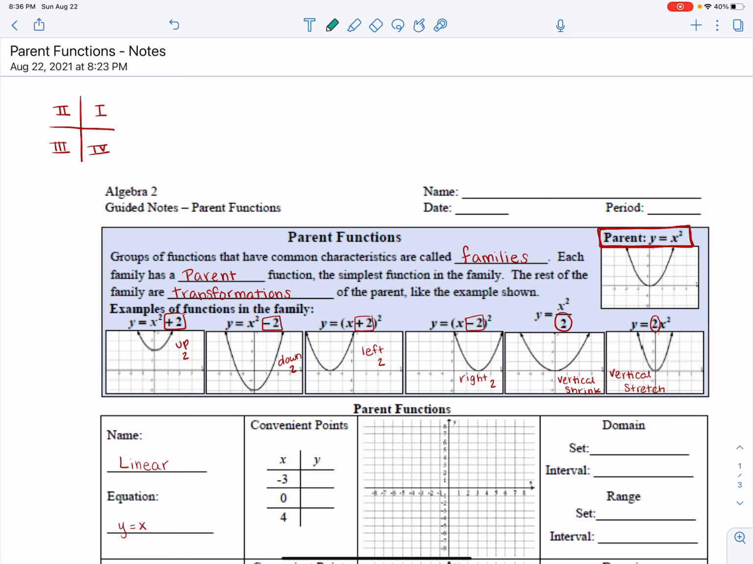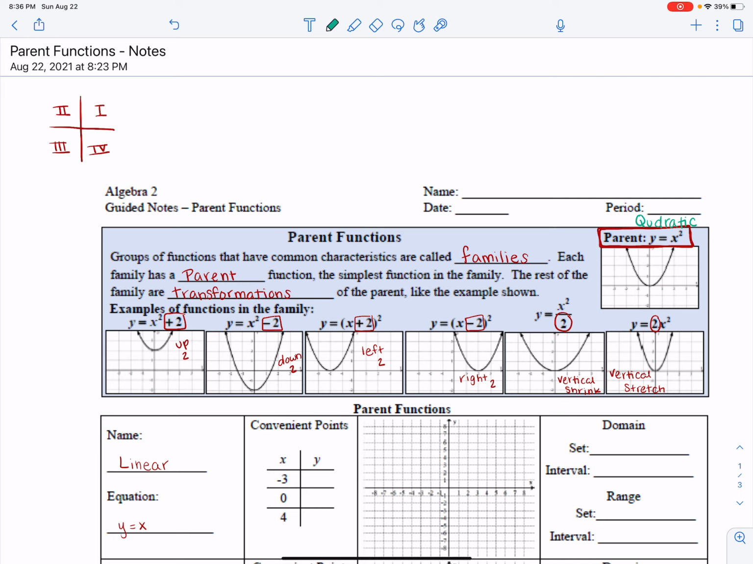Today we need to talk about parent functions. If you read this little paragraph with me, it says groups of functions that have common characteristics are called families. Each family has a parent function, which is the simplest function in the family. The rest of the family are transformations of the parent, like the example shown. So we have the parent function of y equals x squared. That is the quadratic family.